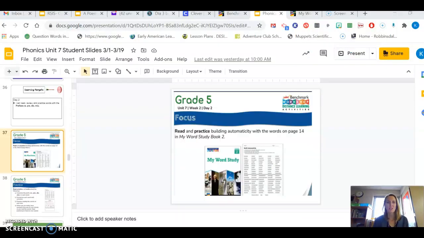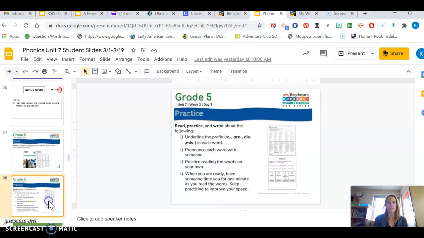All right, so we're on page 14 of our My Word Study book, and our focus today is on prefixes. So we're going to start by underlining the prefixes of re, pre, dis, and mis, and we'll do that together here in just a second. And then we'll pronounce each word. Okay, it says with someone, but if you stay here, we'll read through the list together. Then you'll practice reading the words on your own, and then finally have someone time you for 1 minute.